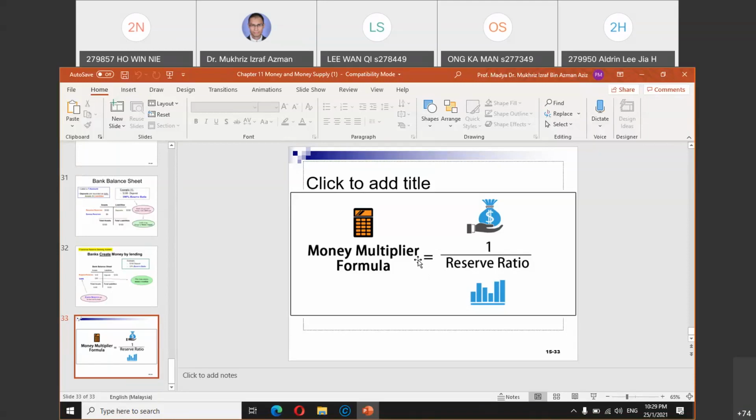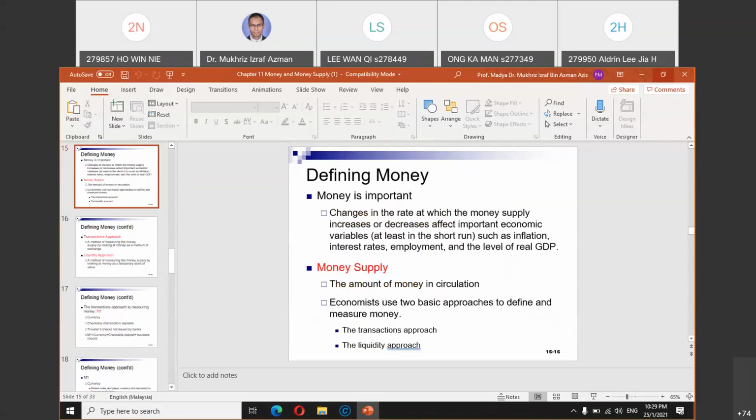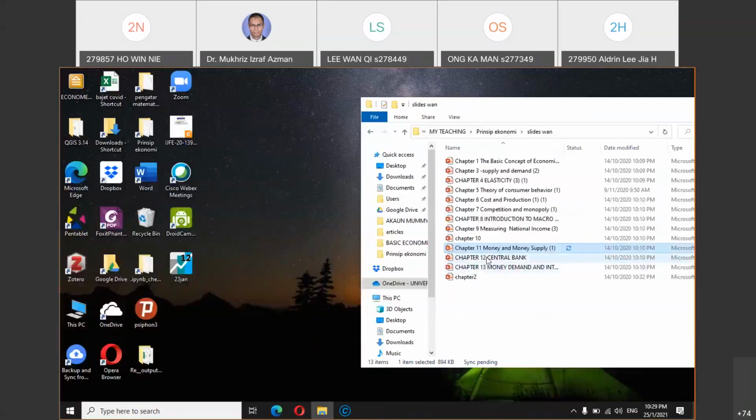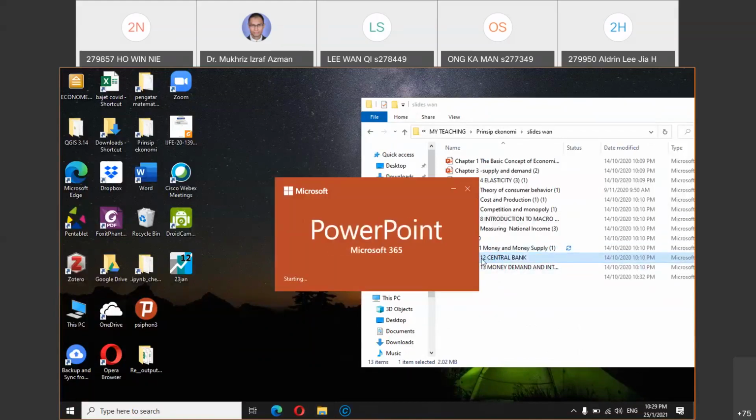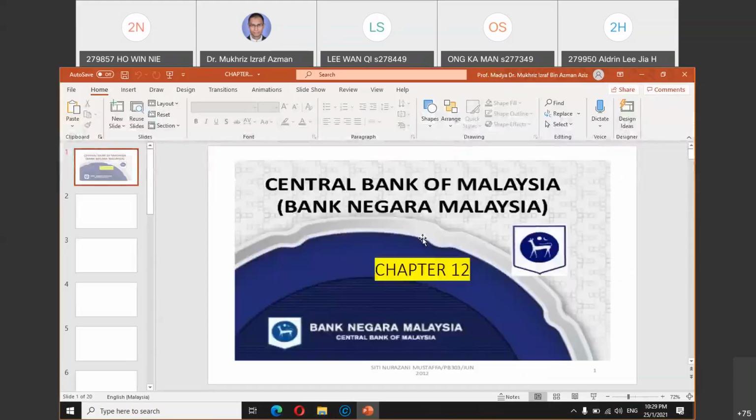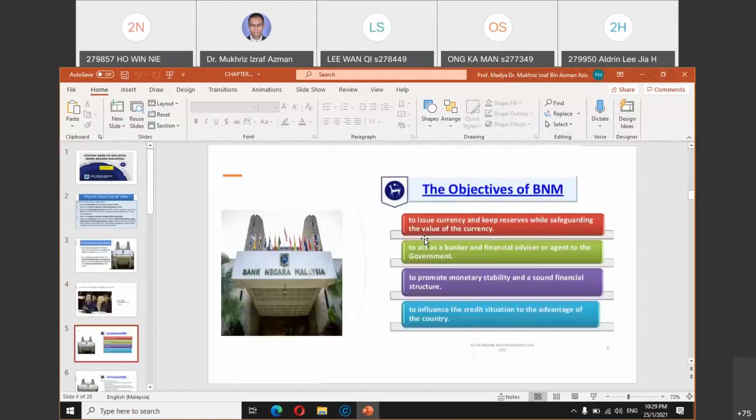You also have this. The next one will also be the functions, and then we go to topic 12, the functions of central bank. When we went through this topic, you need to know basically what the main functions of central bank are.